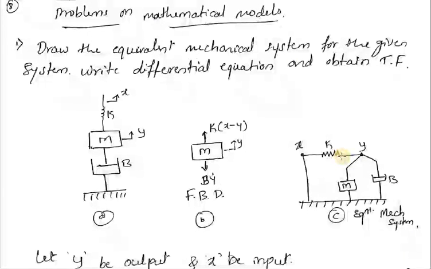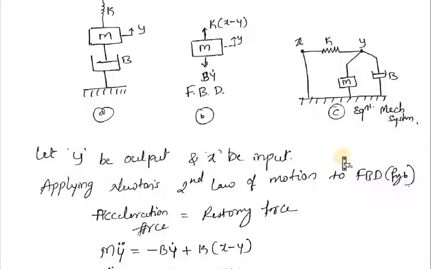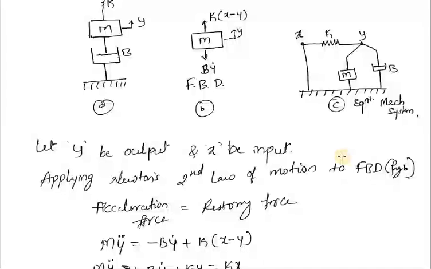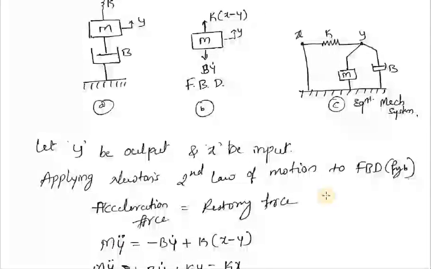After drawing the equivalent mechanical system and free body diagram, the next step is you need to write the differential equation. Here the statement has not mentioned which is the output or which is the input. Just by analyzing the given system, we can take y as the output and x as the input. Applying Newton's second law of motion, the acceleration force will be equal to the restoring force, or the sum of all forces and reaction forces must be equal to 0.